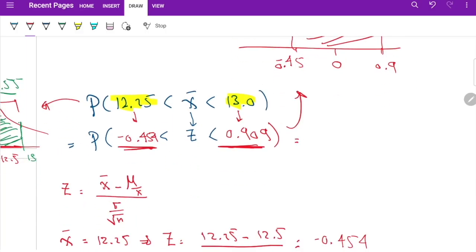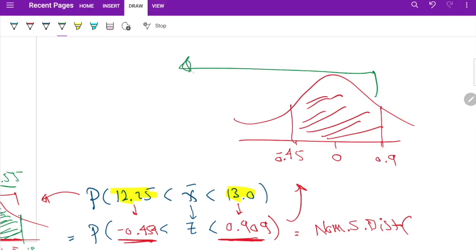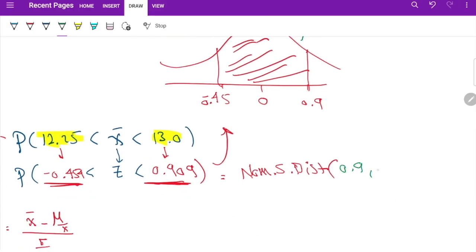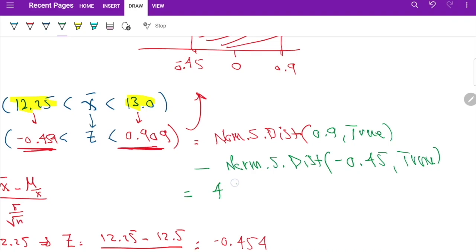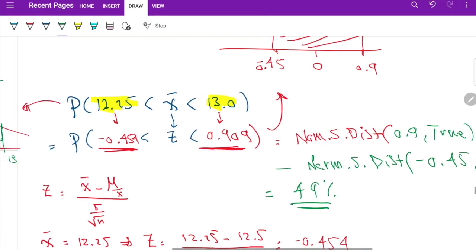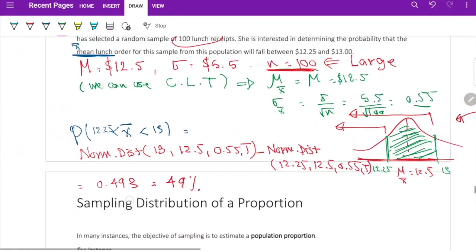And how do we find this in Excel? We use norm.s.dist, the area on the left-hand side of that guy, which is 0.9, comma, true, minus norm.s.dist of negative 0.45, comma, true. Guess what? We're going to get the same answer. The area is going to be about 49%. So the probability is going to be 49%.